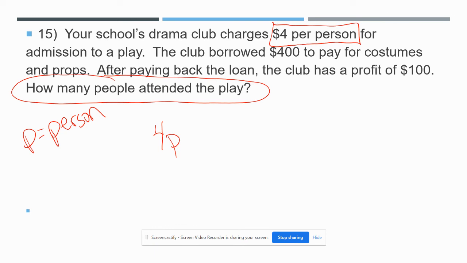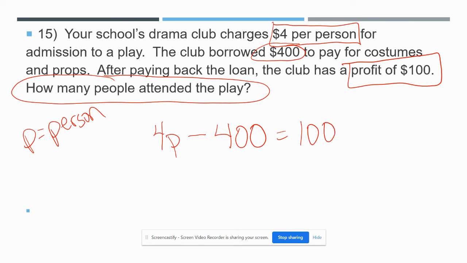Now they borrowed $400. So borrowed means they spent it and they have to pay it. So that's minus 400. And then their net profit, or what they're coming out with at the end of the evening, is $100. So here's our equation to figure out how many people went to the play that night.